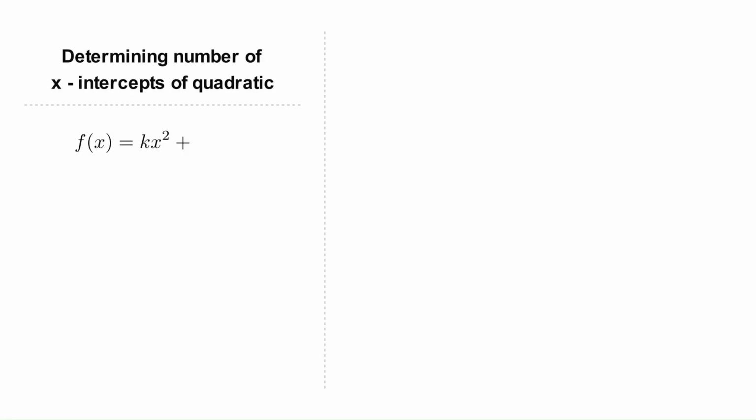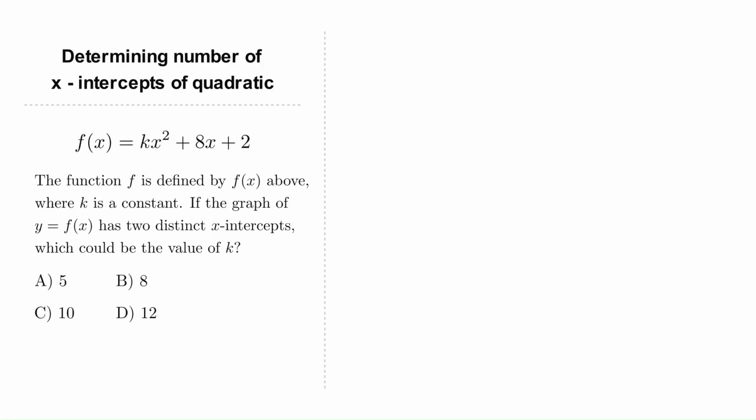In this problem, we will look at how the discriminant relates to the graph of a quadratic function. We are given the function f(x) equals kx squared plus 8x plus 2, where k is a constant. If the graph of y equals f(x) has two distinct x-intercepts, we need to find which of the choices could be the value of k. Since x-intercepts correspond to the real solutions of the equation, having two distinct x-intercepts requires the discriminant to be strictly greater than 0.